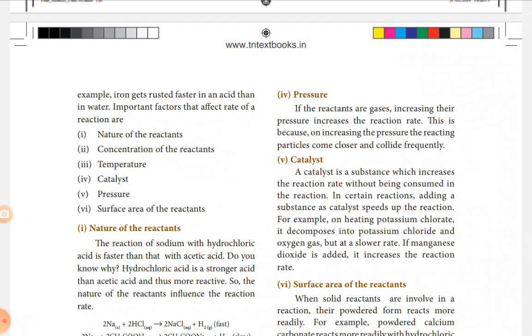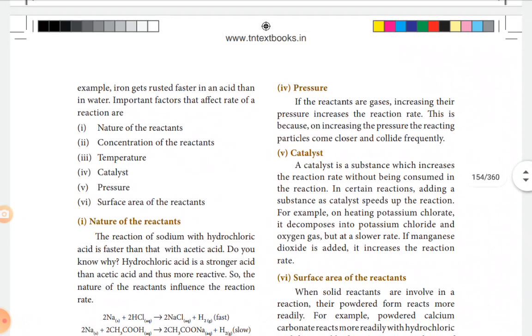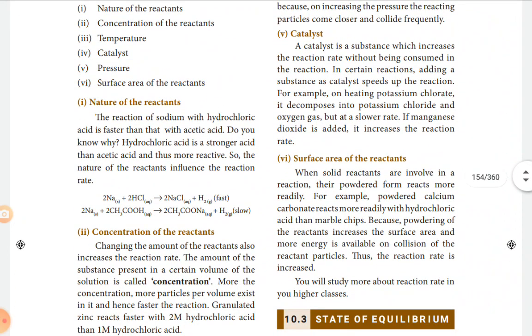For example, in the solubility of carbon dioxide in water, when they apply pressure, normally the carbon dioxide will be easily or highly dissolved in water. So this type of process is used in beverages, in soft drink preparation. They dissolve carbon dioxide by applying pressure. This is because on increasing pressure, the reacting particles come closer and collide frequently, so the rate of the reaction increases. Then next one, see catalyst.